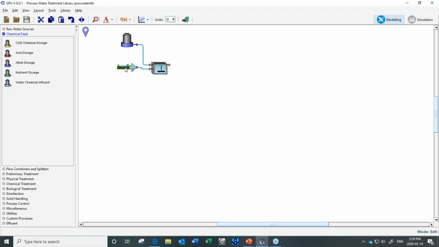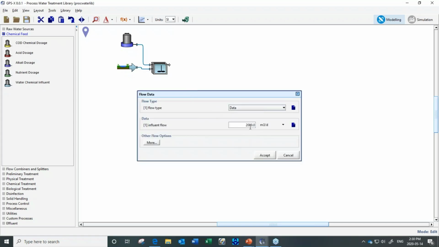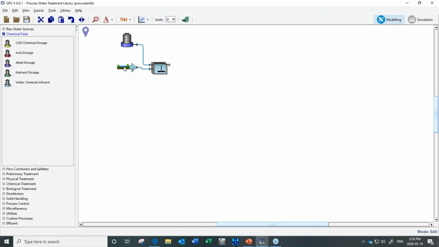And once you have done that, we will need some information that we need to feed to the system. In this particular case, for water, of course, we need to define what is the flow that is coming into the system. And GPS-X also provides you a very good functionality to change your units to any unit you want to work in. So if you want to work with meter cube per day, that's fine. If you want to work with gallons per day or mega gallons per day, all of those units are there for you to choose from.